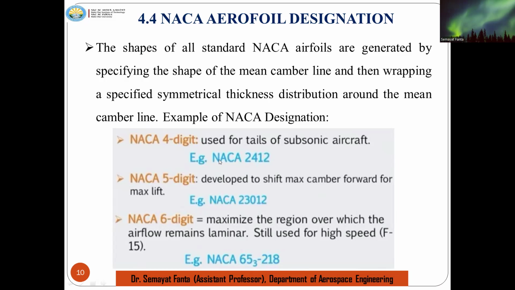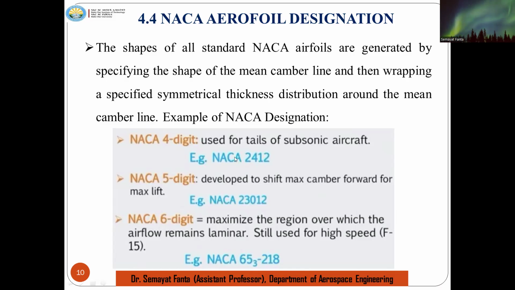Now let's see the NACA aerofoil designation. NACA is the National Advisory Committee for Aeronautics, which is formerly the NASA family. The shapes of all standard NACA aerofoils are generated by specifying the shape of the mean camber line and then wrapping a specific symmetrical thickness distribution around the mean camber line. We have different NACA designations: 4-digit, 5-digit, and 6-digit. Each of them has a different meaning.